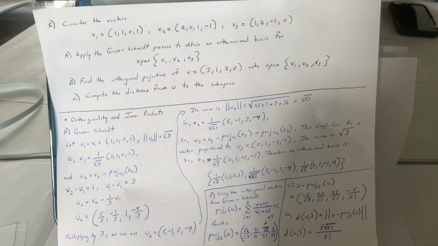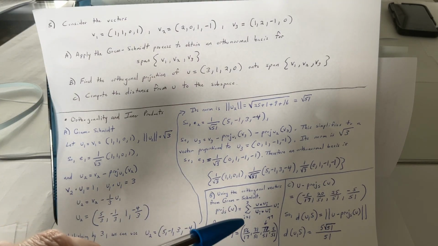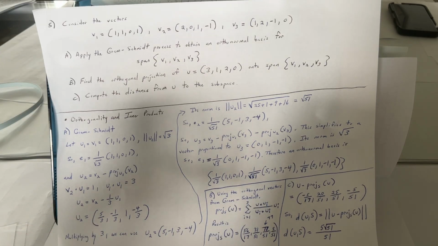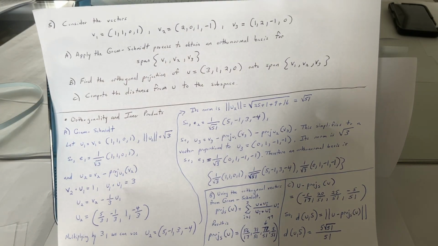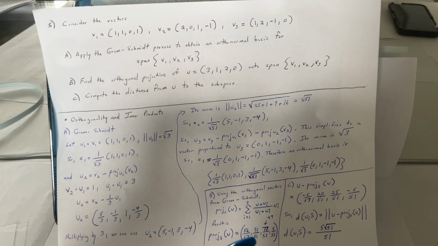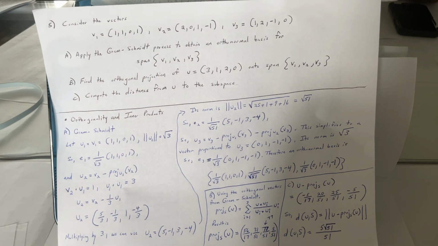Okay, moving on to letter B. Find the orthogonal projection of u equals 3, 1, 2, 0 onto span v sub 1, v sub 2, v sub 3. So using the orthogonal vectors from Gram-Schmidt, this projection is going to be the summation i equals 1 to 3 of u dot u sub i over u sub i dot u sub i, times u sub i. And the results of this projection, when you do the computation, are going to be 56 over 17, 31 over 51, 77 over 51, 5 over 51. Okay, sorry about that, 77.